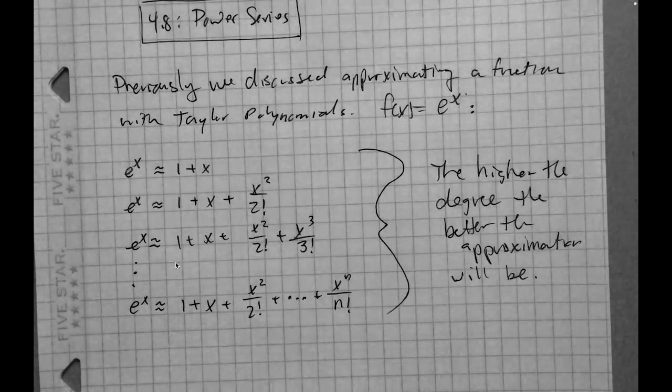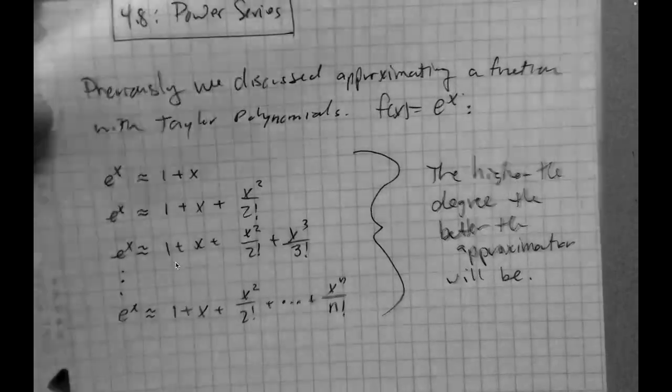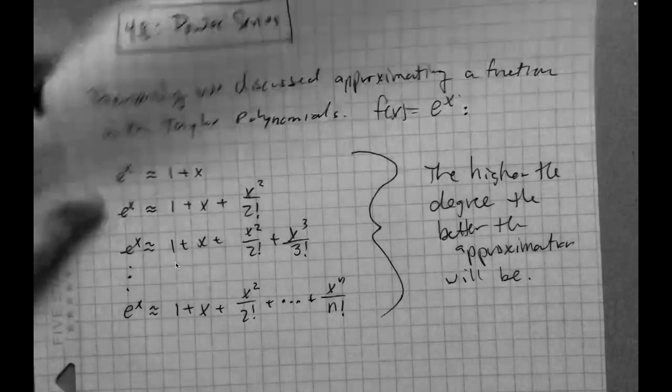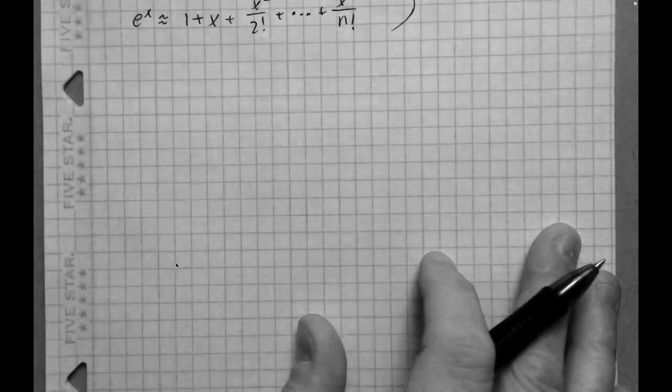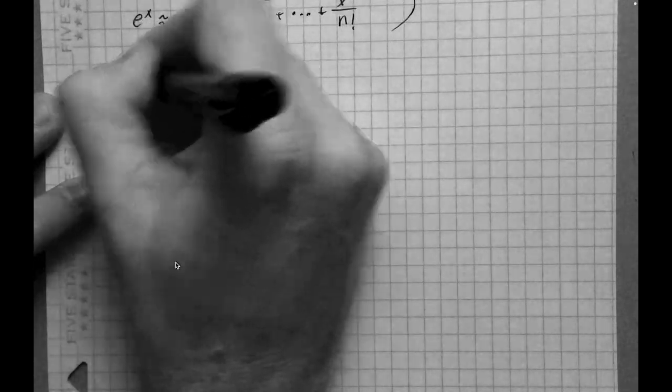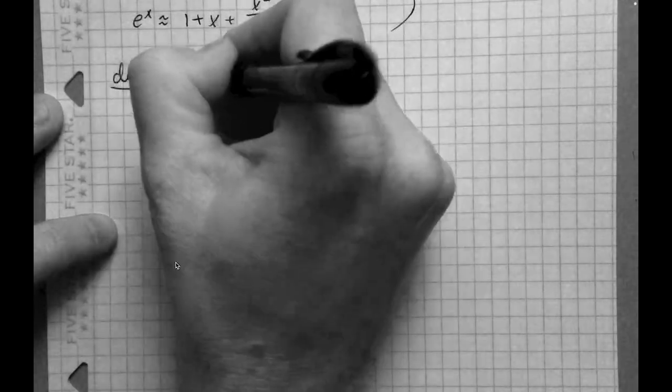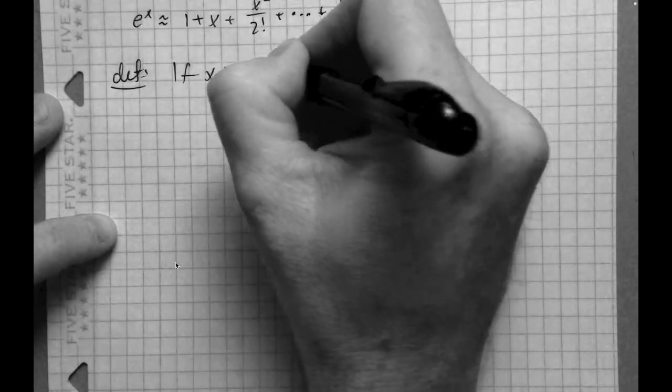So in this section, we're going to introduce a power series, which can be used to represent functions precisely. So no approximation, an actual power series that's equivalent to the function it's representing. Let's go ahead and define that, and then we'll talk through what it all means.